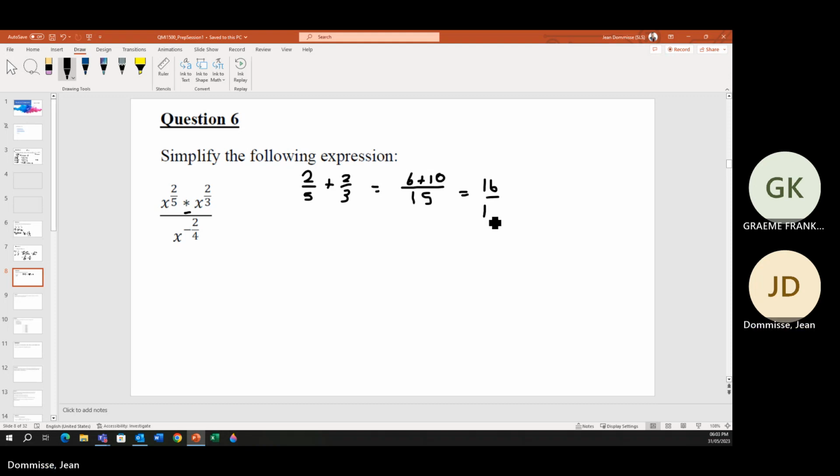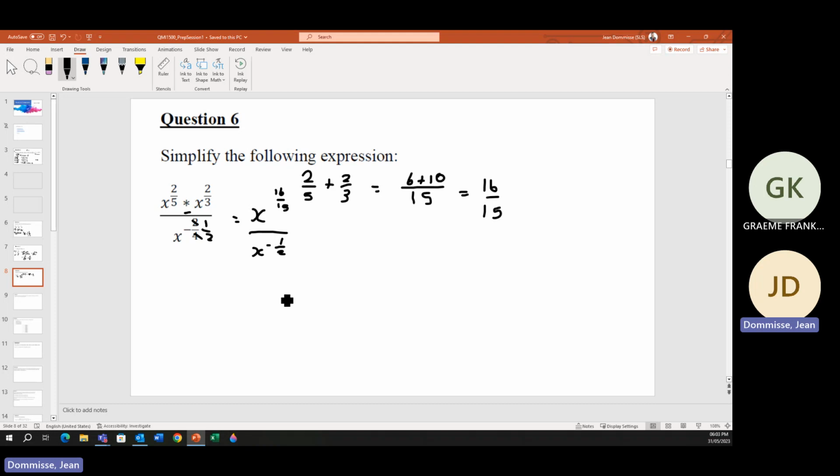So my top one now, if I simplify that, is actually x to the power of 16 over 15. And then at the bottom, only thing I can think of at the moment here is to divide both by 2, so that I sit with x to the power of minus 1 over 2.